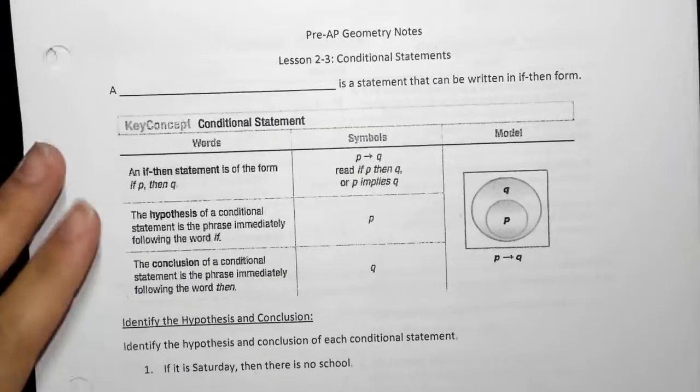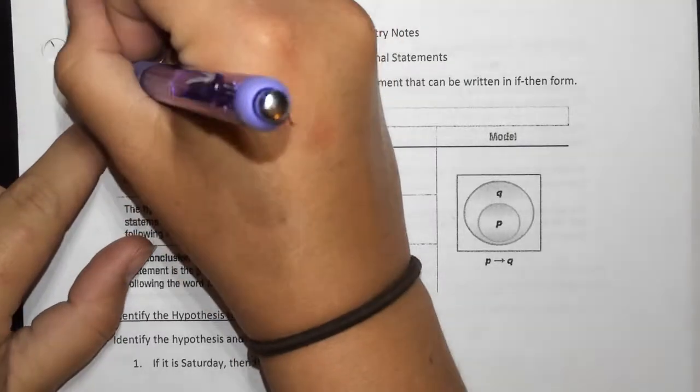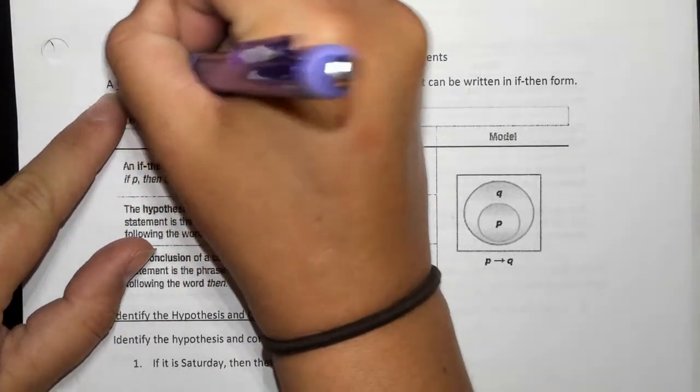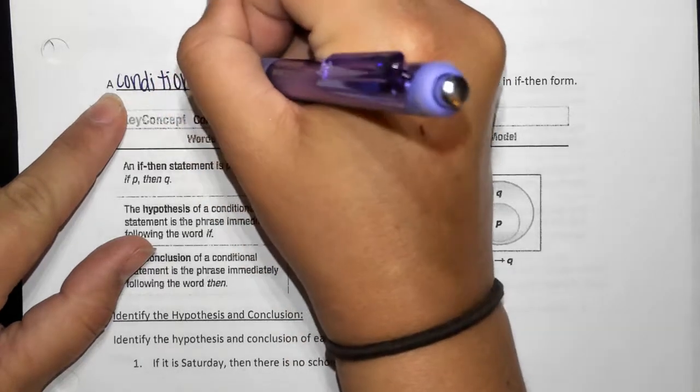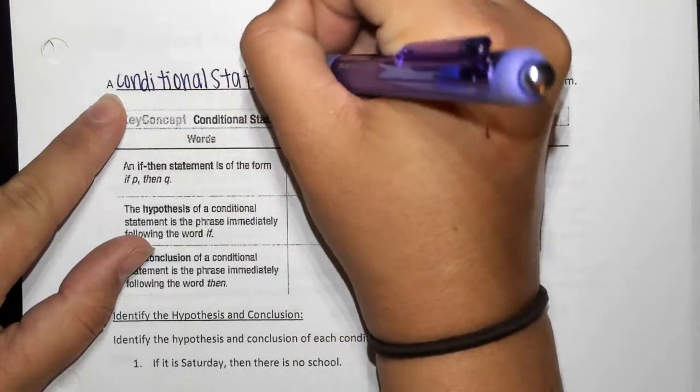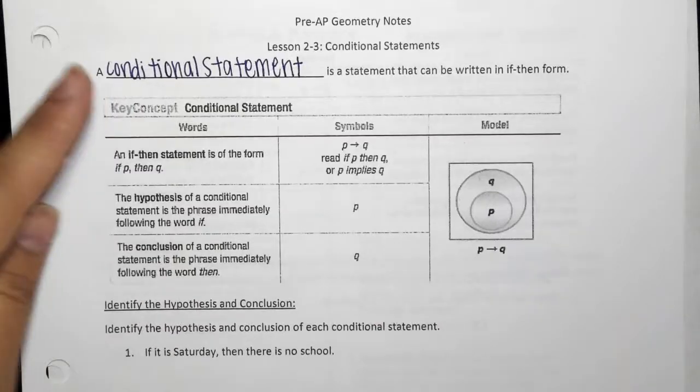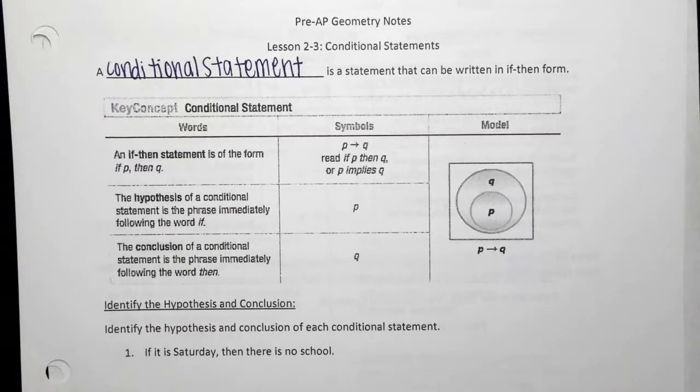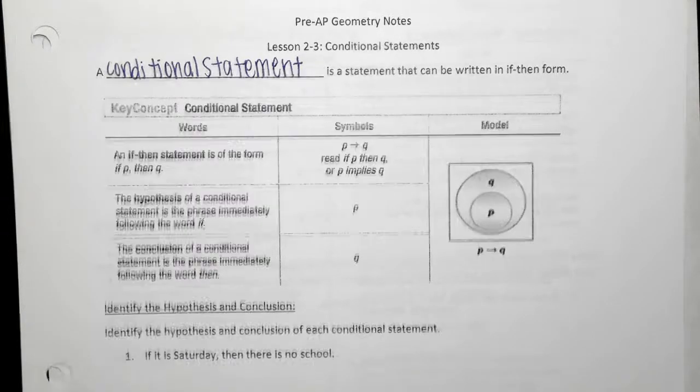Okay, she was right. A conditional statement is a statement that can be written in if-then form. If the Warriors score more points than Tuscaloosa County tonight, they will win. If Tuscaloosa County scores more points tonight, they will win. It's an if-then statement. If you eat Skittles, then you will taste the rainbow. Okay, that's a conditional statement.